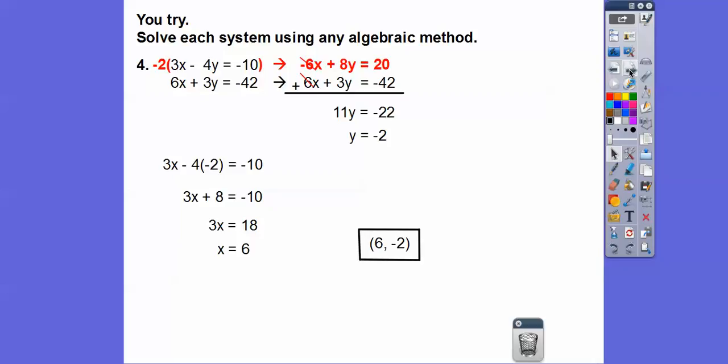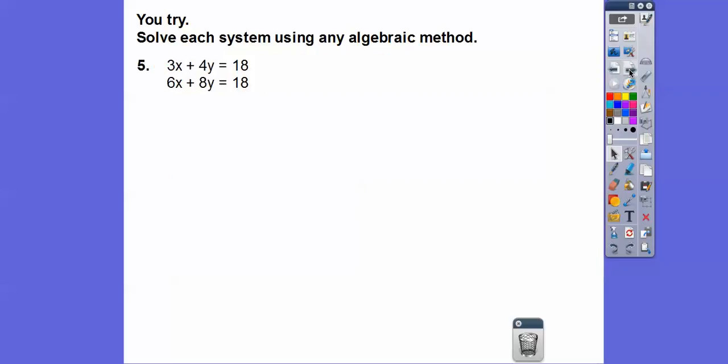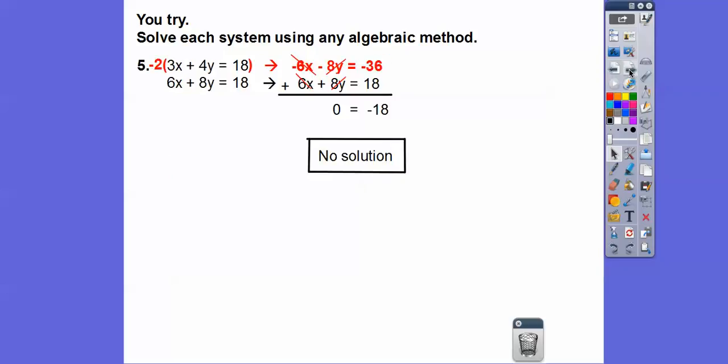Okay, we're going to get to the application problems here shortly. This one I did again times -2, and when you do that, this side everything cancels out. Remember, you got to multiply that times -2 as well, -36, and then we get 0 equals -18. Well, 0 doesn't equal -18, so that's not a true statement, so there is no solution.